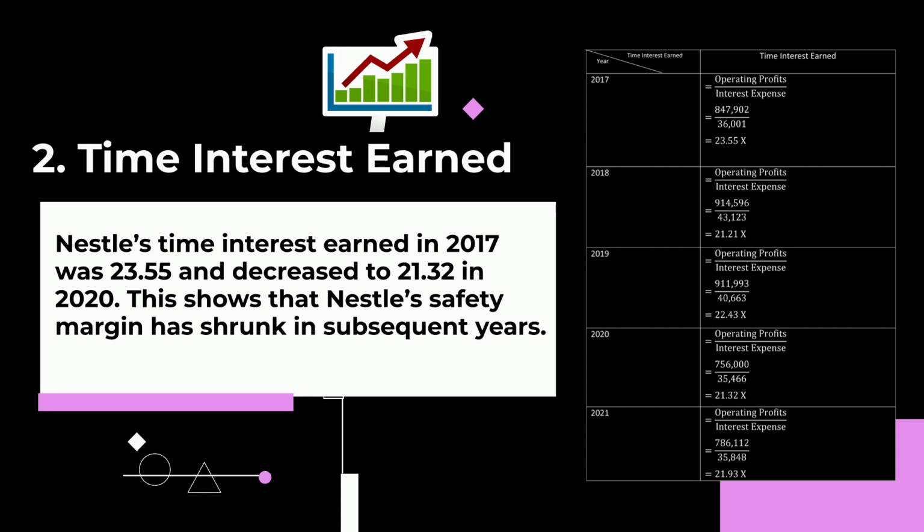This shows that Nestle's safety margin has sunk in subsequent years. It is lower than the previous year due to its relatively low operating profit in 2020. This is considered that the company has a lower margin of safety and high risk in terms of financing its assets.